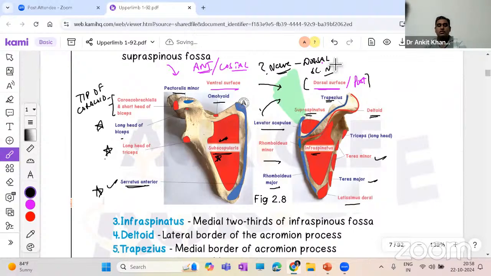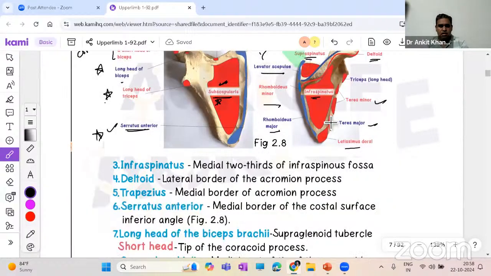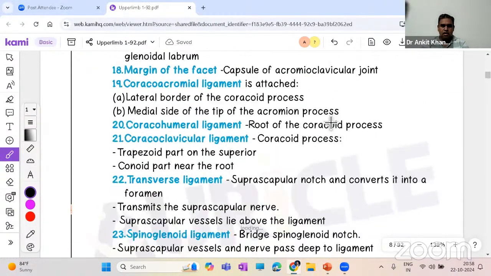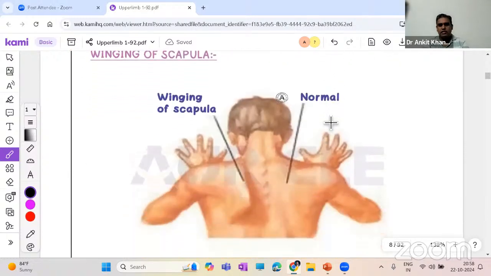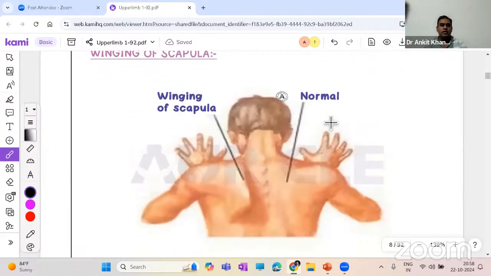Later on, one more question was about, I guess, the supraspinatus muscle. That question also has come. Questions have come directly as image based. So all these are muscles which are labeled over here, which we have sort of discussed. Yeah, winging of scapula as a clinical standpoint. But this you will study more once you study the gross part.